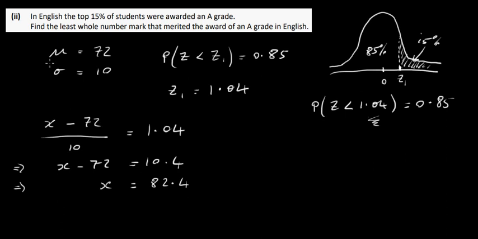However, the question says find the least whole number, so you've got to score more than 82.4, but the nearest whole number greater than 82.4, the next greater number than 82.4, is 83. So they would have to score 83% minimum to get an A grade. Okay, so that's it for number 2. So let's have a look at number 3 here.